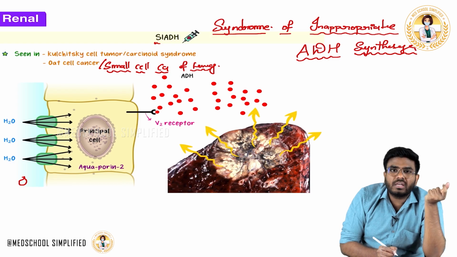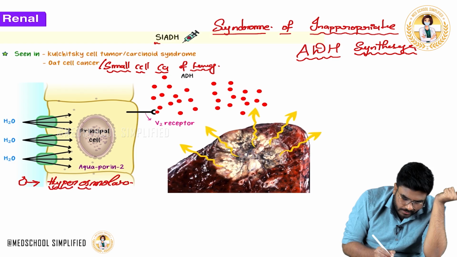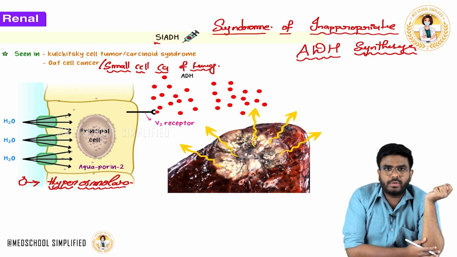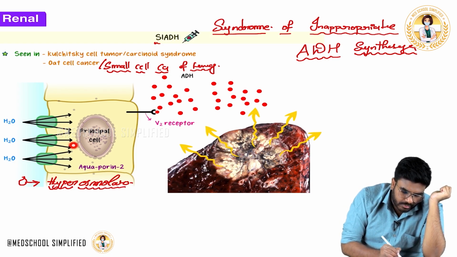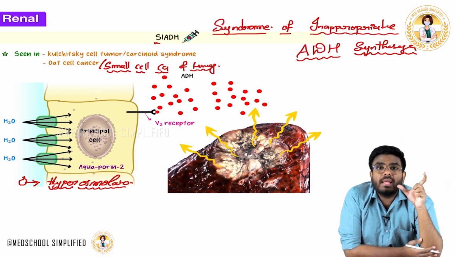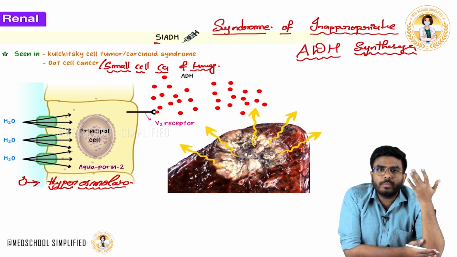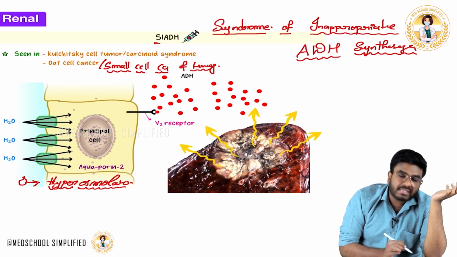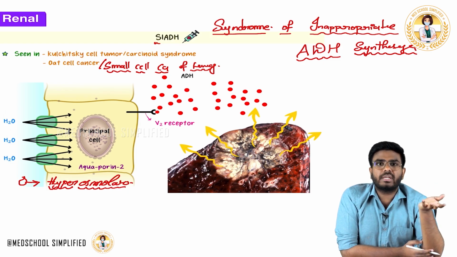And what about the concentration of this urine? The urine is hyperosmolar, so more concentrated urine. Now see, all this water is getting unnecessarily reabsorbed into the body. So what happened to the blood volume? Blood volume increases. More and more water is getting into the body. So will my blood become diluted or concentrated? My blood will become diluted.